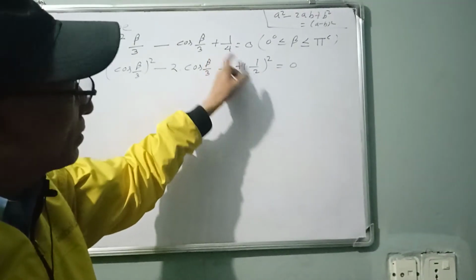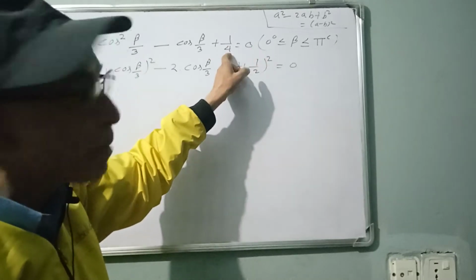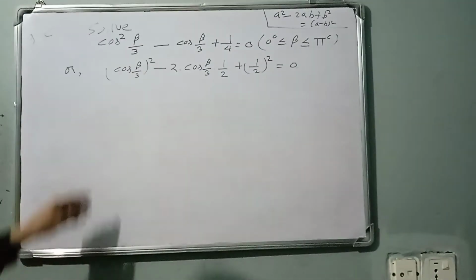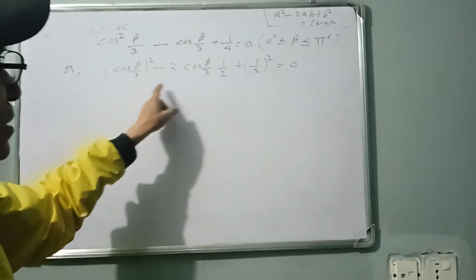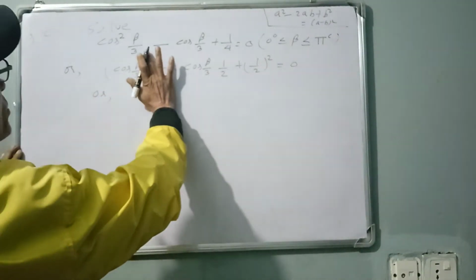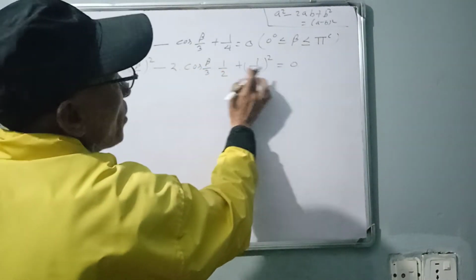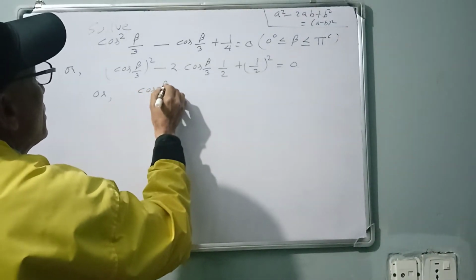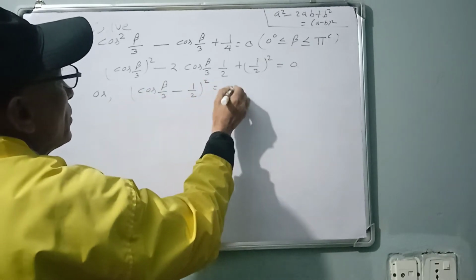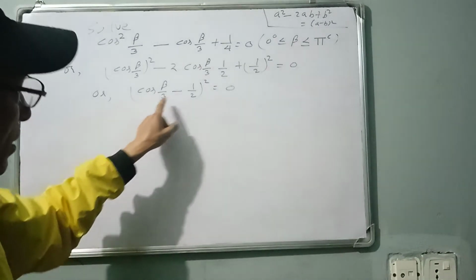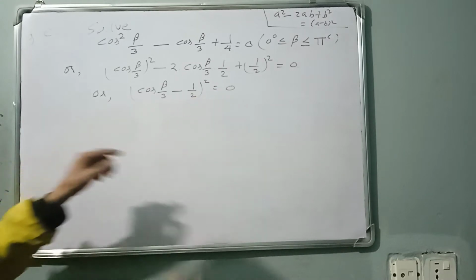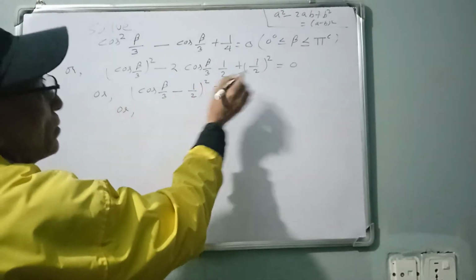If there is 1 by 9, it is 1 by 3 whole square; if 1 by 25, then 1 by 5 whole square. Change into the form a square minus twice ab plus b square. See, a minus b whole square form. Cos beta by 3 is a and 1 by 2 is b. Cos beta by 3 minus 1 by 2 whole square equals 0, then remove the square.